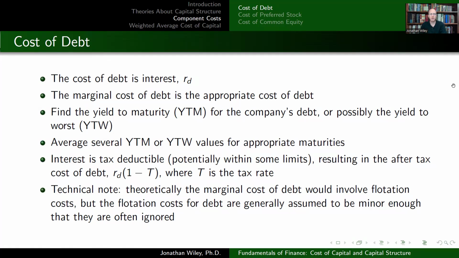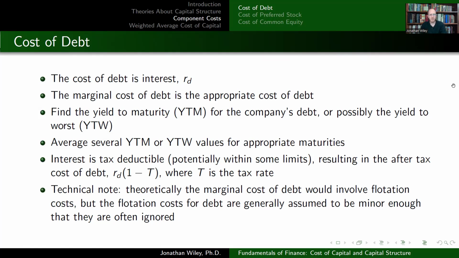Now, as I talked about in a prior video, what we care about is the marginal cost of debt. So I don't care about the coupon rate from years ago. I don't care about what the yield to maturity was years ago. What I care about is what's the cost now. If I borrowed an extra dollar today, what would the cost be? That would be the appropriate cost of debt for me to factor in.